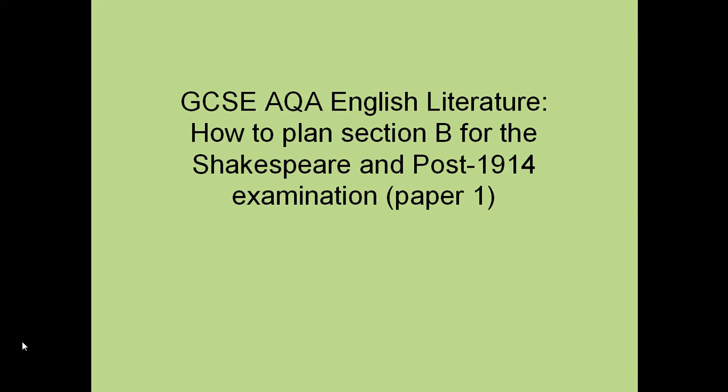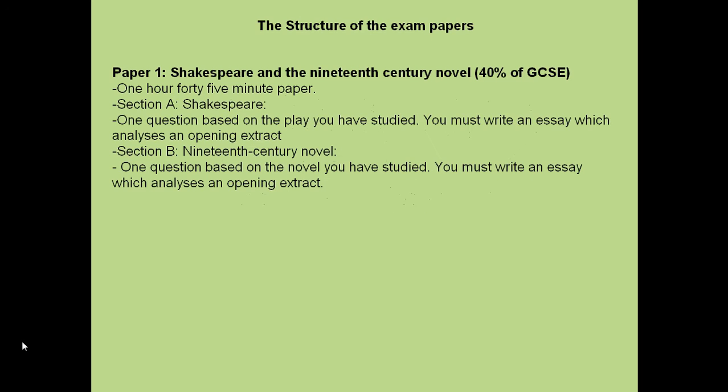It's the planning section B for paper 1. Quick overview of the structure of the exam itself. This paper is worth 40% of your total GCSE grade. It's 1 hour and 45 minutes in length, and there are 2 sections.